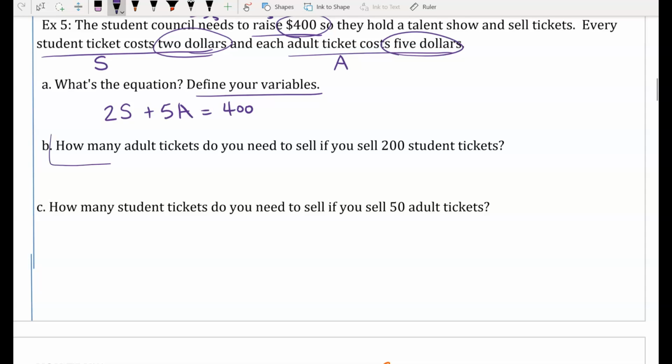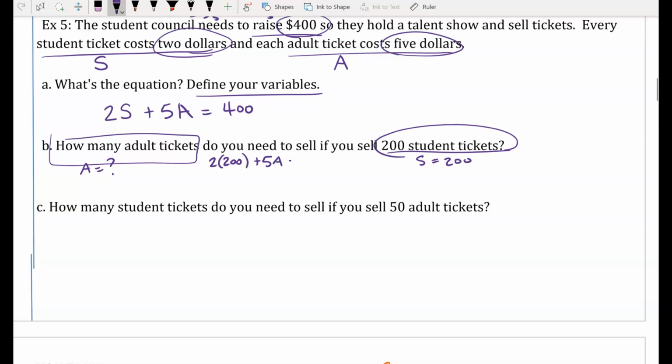Now we can answer the question, how many adult tickets do you need to sell if you sell 200 student tickets? So we're just going to substitute into our equation. Our S is equal to 200. And we're looking for A. So 2 times 200 plus 5 times the number of adult tickets, which is what we're looking for, is equal to 400. 2 times 200 is 400. So we're simplifying in that step. And now we're going to solve.